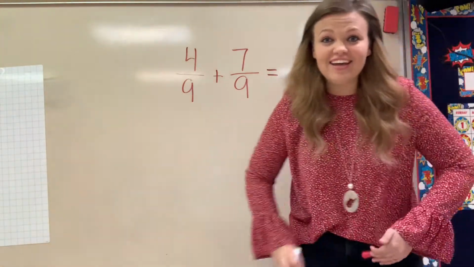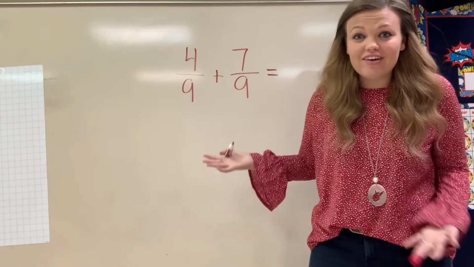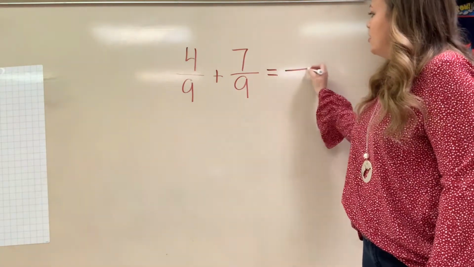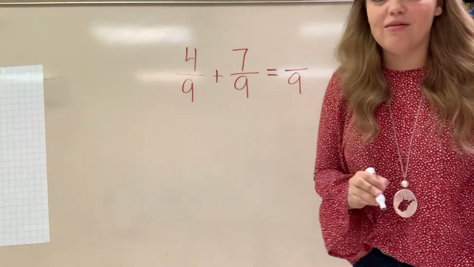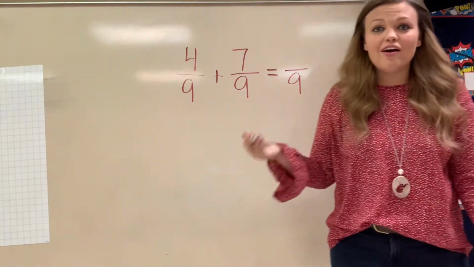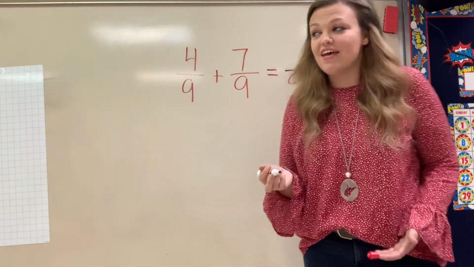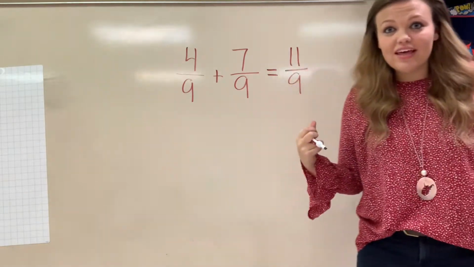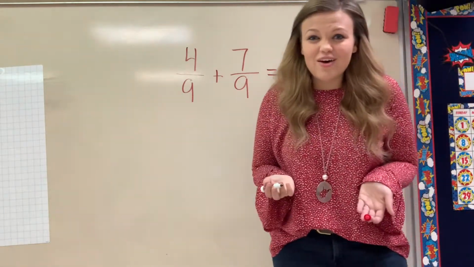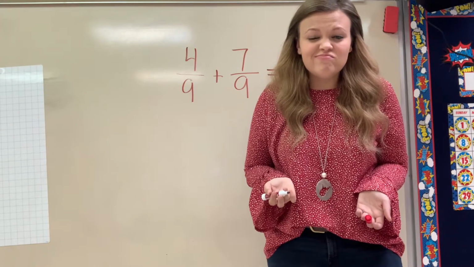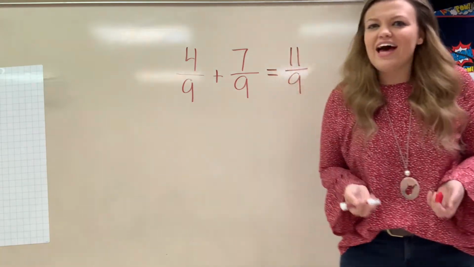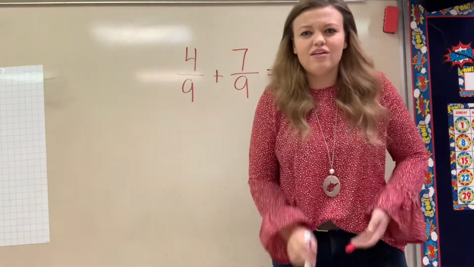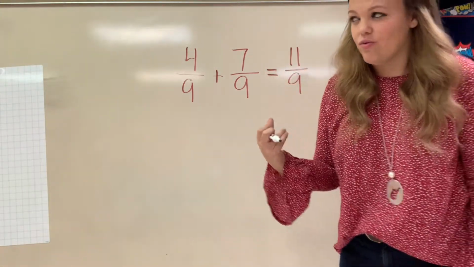Remember, when we're adding and it's a like denominator, a common denominator, just bring it on over. Keep that 9 the same. And then we simply add our 4 plus 7. 4 plus 7 is 11. And now we get here and we say, is there a number that can go into both 11 and 9 evenly? I don't think so. 3 goes into 9, but 3 doesn't go into 11, and 2 doesn't go into either one of them. So I don't think there is one.